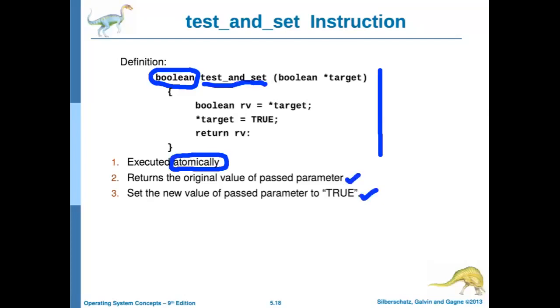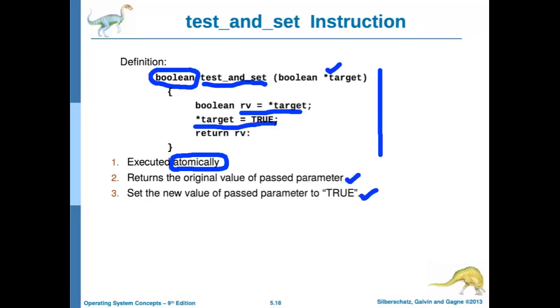So what is boolean star target? Think of this target as a lock. Return value is equal to target. Set the value of target equal to true.